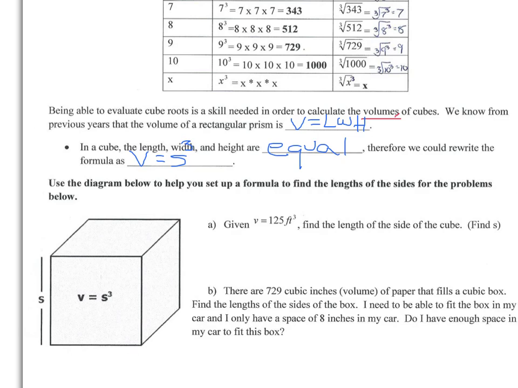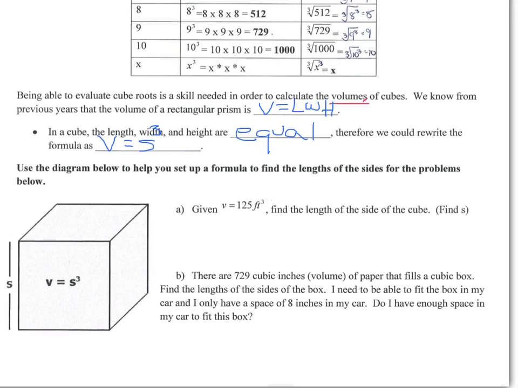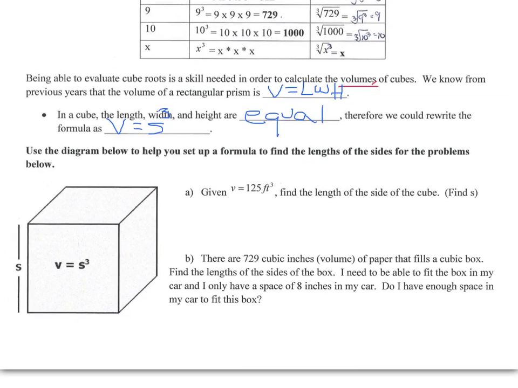And I'm not going to ask you to memorize it. I will ask you to be able to use it. So given that the volume is 125 cubic feet, find the length of the side of the particular cube.